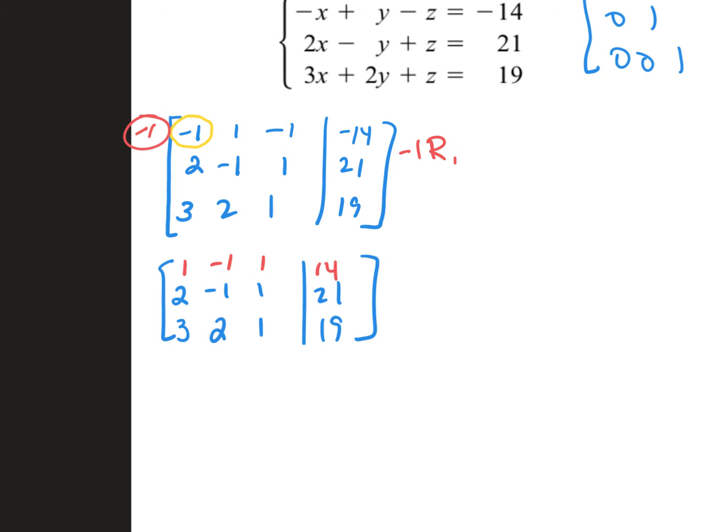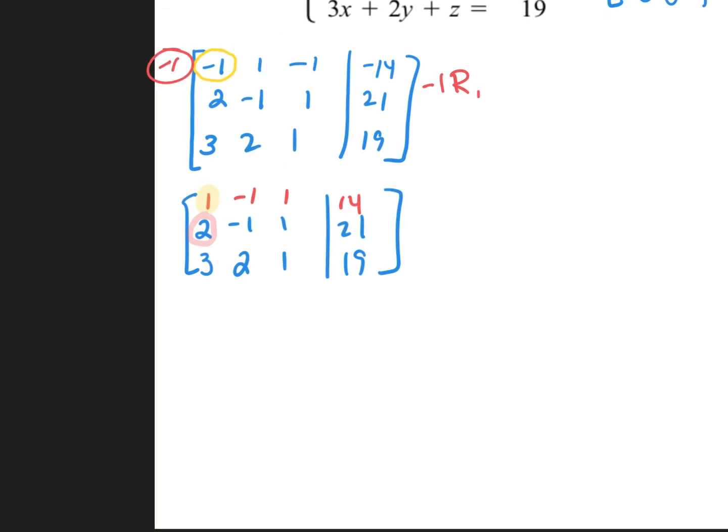I have a positive 1 right here. So underneath my positive 1 in my pattern, what do I want that 2 to become? I want this to be a 0. So what am I going to have to do? That's what I'm going to focus on right now. Once you guys get that first row how you want it, leave it alone. You're just going to rewrite it 25 times. 1, -1, 1, 14. We're not touching it. We're not fixing that. We're just fixing that second row. I'm going to leave the bottom one, 3, 2, 1, and 19.